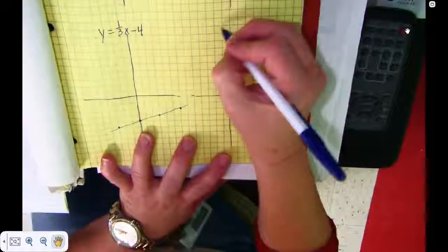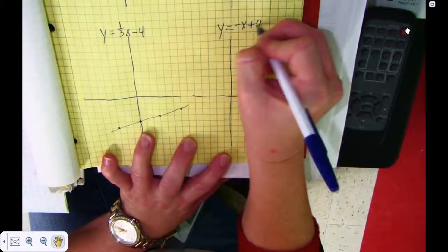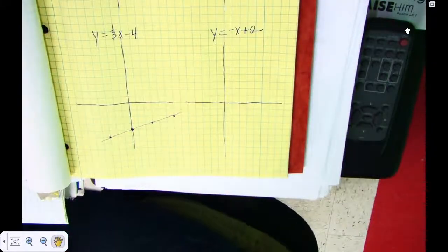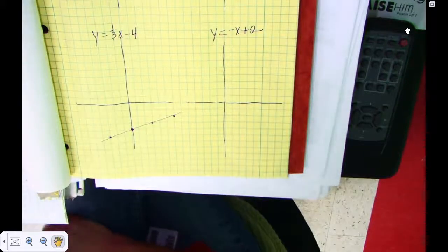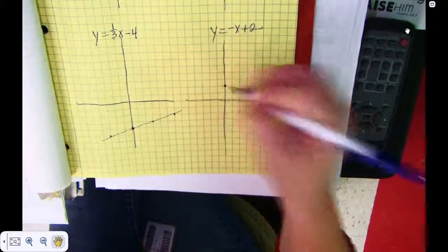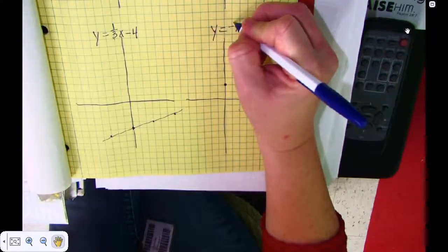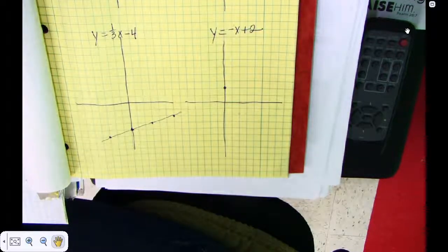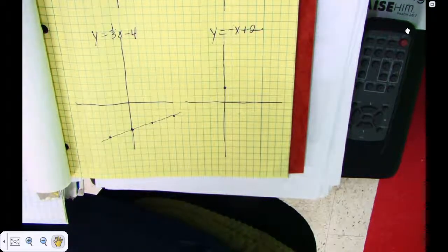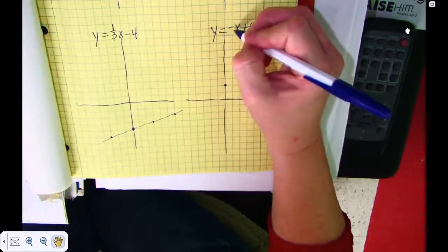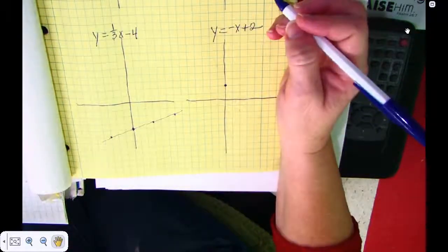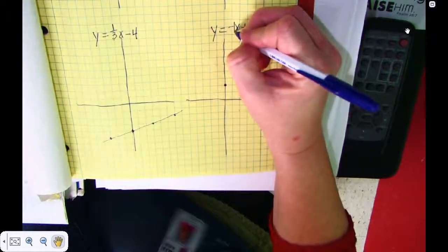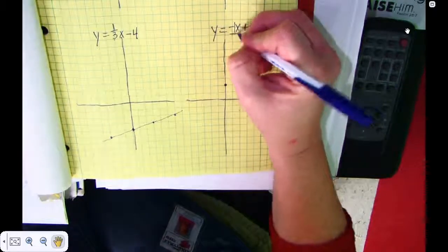All right, now let's look at this one. Y equals negative x plus 2. Where am I going to start my line? Positive 2. The slope is in front of x. So, is there a number in front of x? Yes. If we don't see it, we're going to put a 1. If there's not a 1, you put a 1, and then over 1.